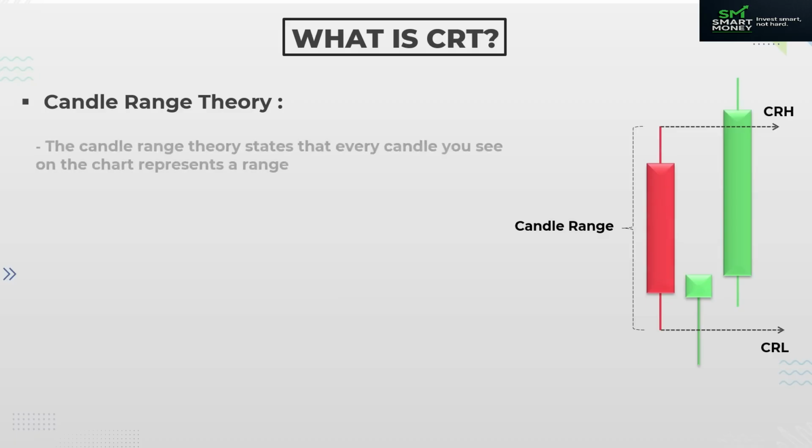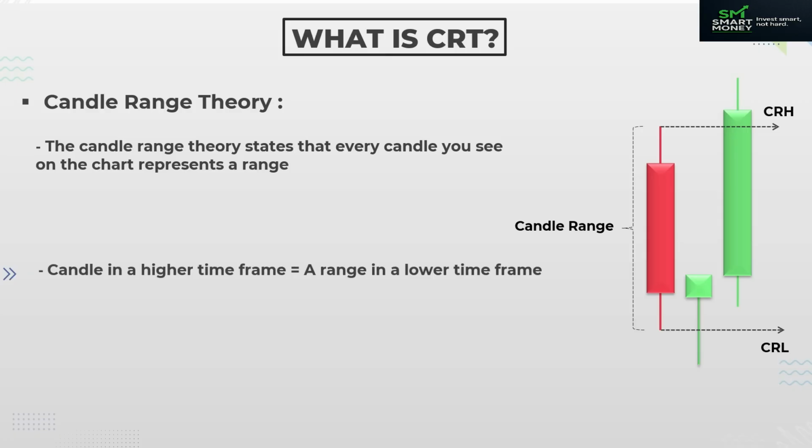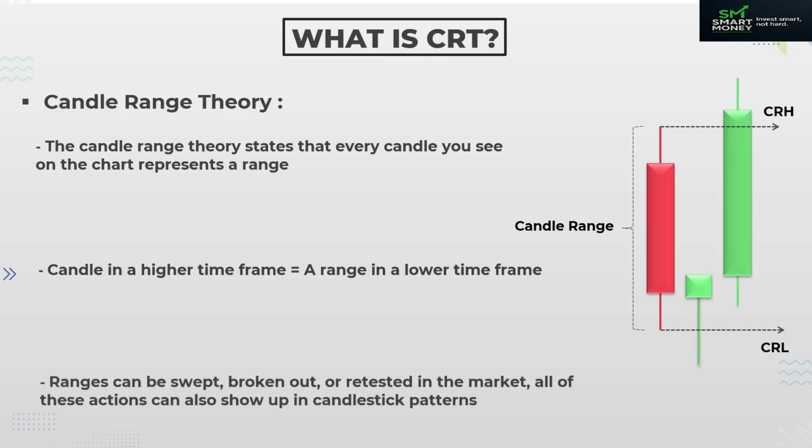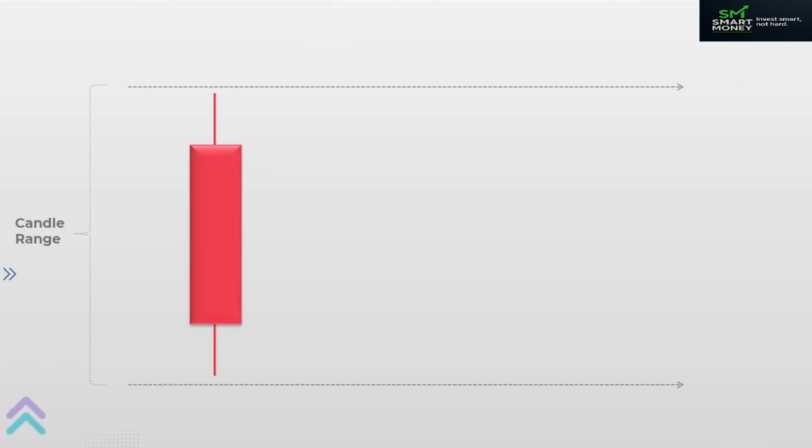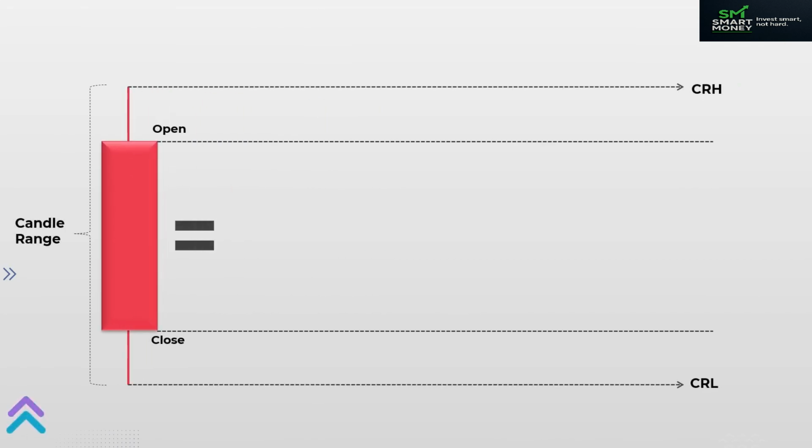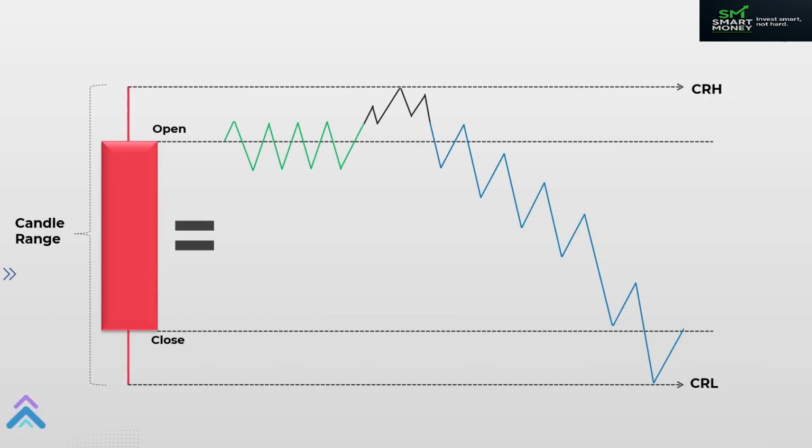The idea is simple. Every candle you see on a chart represents a range. In other words, a candle you see on a higher time frame is just a range of price action when you zoom in to a lower time frame. Since ranges can be swept, broken out, or retested in the market, all of these actions can also show up in candlestick patterns. Every candle has a high and a low, right? So if you zoom in, you'll see that a range forms between the candle's highest and lowest points on a lower time frame.